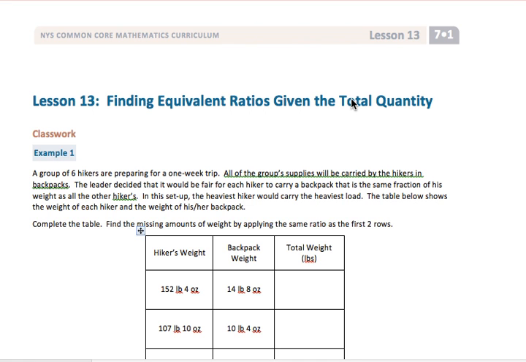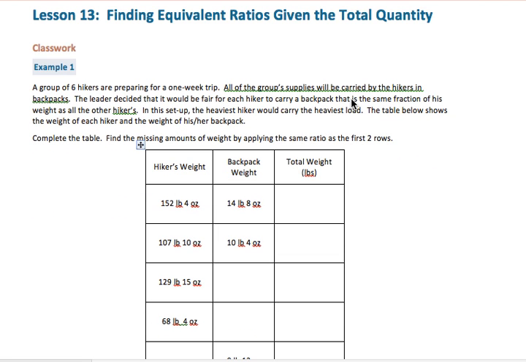So they want to make it fair for each hiker to carry a backpack that has the same fraction of his weight. In other words, has the same ratio or the same rate in relationship to the other hikers. In this setup, the heaviest hiker would carry the heaviest load, and the lightest hiker would carry the lightest load. The table is showing the weight of each hiker and the weight of his or her backpack, at least to start off. So we're going to complete the table, filling in the missing weights, by applying the same ratio as the first 2 rows.